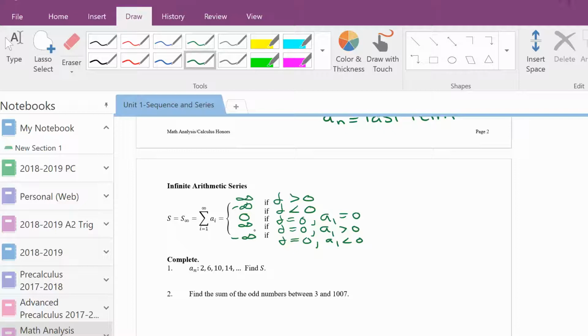So for example, in number 1, notice you're adding 4 each time, and it's infinite. So to find the sum, since you're adding 4, it's going to keep getting bigger and bigger. It's just infinite.